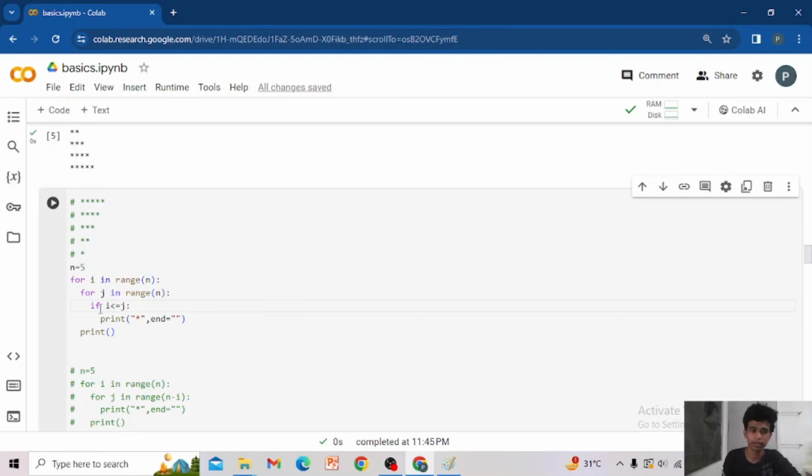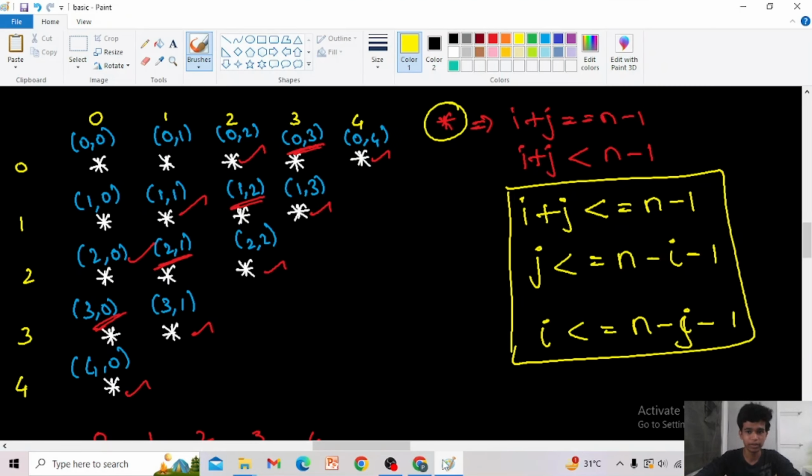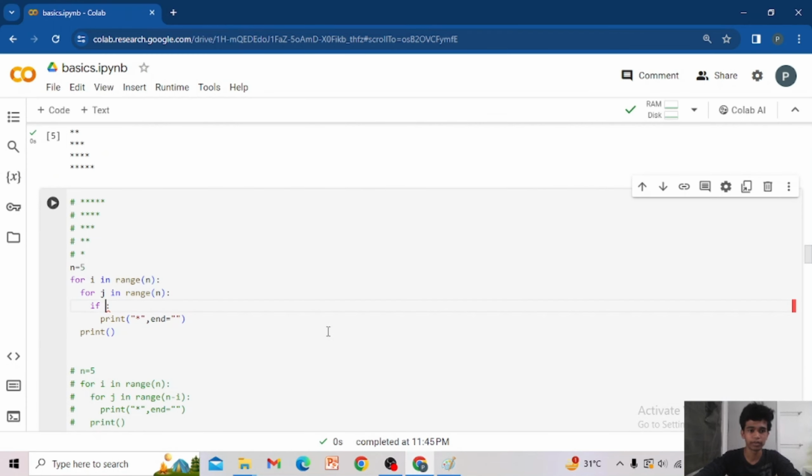Why? Because just observe carefully. My i value is initially 0, and my j value will be 0, 1, 2, 3, 4. So I will print 5 times. So these equations are also fine. But as of now, we have defined the equation: i plus j is less than or equal to n minus 1. I just write that. Fine. Now let us run it.